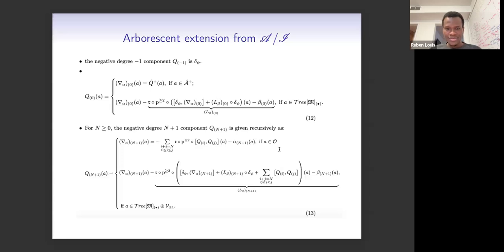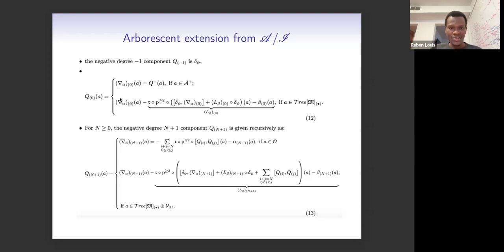because we may have series that don't converge. So here again, I didn't say it, but we consider completion by the negative filtration. You can always do that, and we only consider those series. And yeah, then if A is in the tree, we got a very explicit formula here.